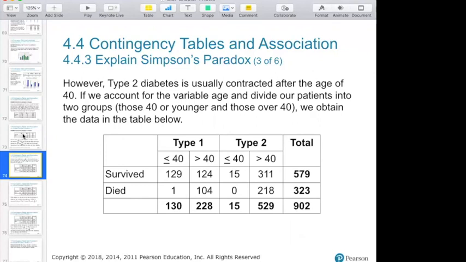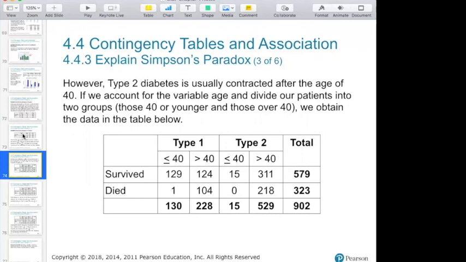But if we look at this a little more closely, there's something else lurking here. There's some more information that we didn't have. Type 2 diabetes is usually contracted after the age of 40. So there's usually older people who have this type of diabetes. So if we account for the variable of age and divide our patients into two groups, so those that are younger than 40 and those that are older than 40, our data looks much different.